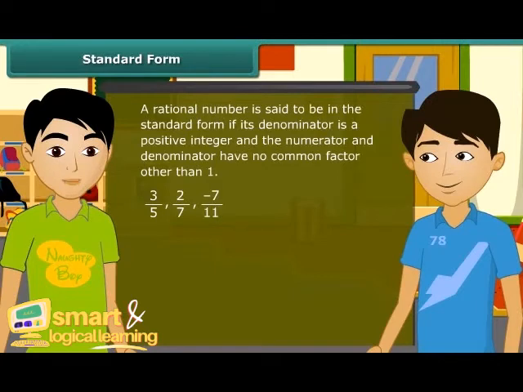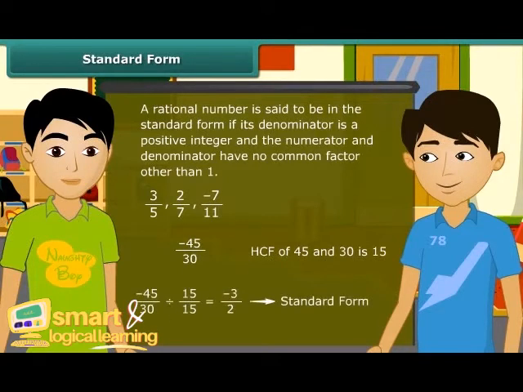For example, minus 45/30 is not in a standard form. We will reduce it by dividing its numerator and denominator by their HCF. Here the HCF of 45 and 30 is 15. Yes, so we will divide the numerator and denominator by 15, and we will get the rational number minus 3/2, which is in a standard form.